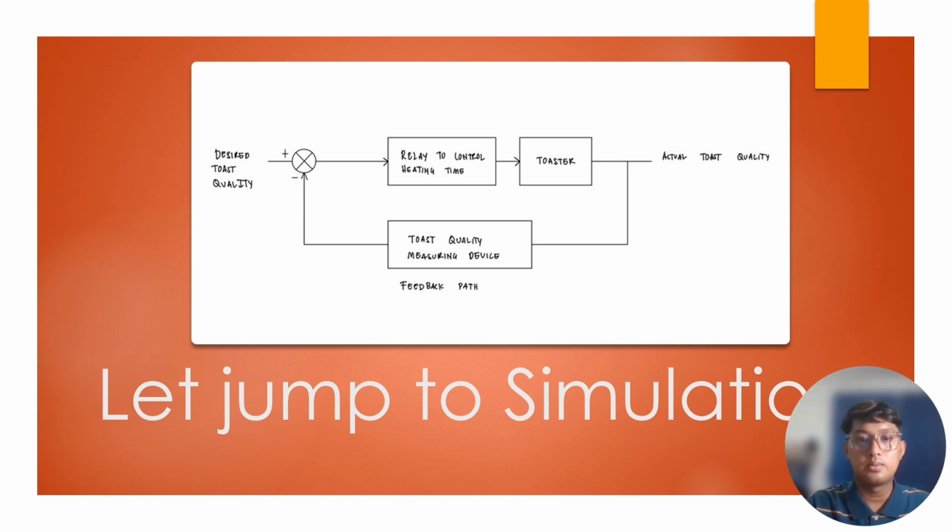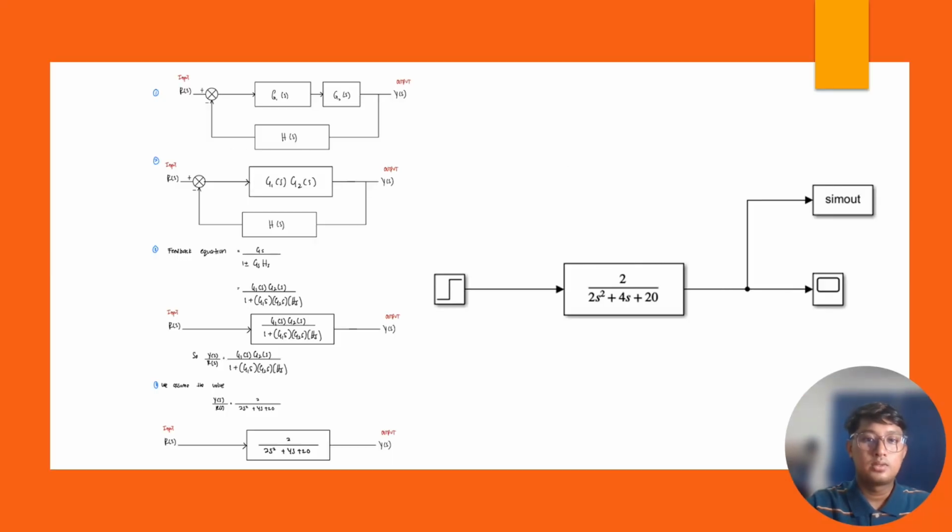So this is a closed loop, where we use a relay to control the heating toaster, and the feedback is from a temperature measurement device. This is also the calculation that we use to find the open loop. We assume the zero is 2 and the poles are 2s squared plus 4s plus 20.